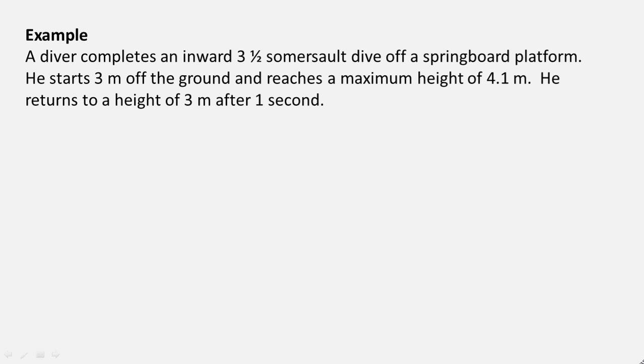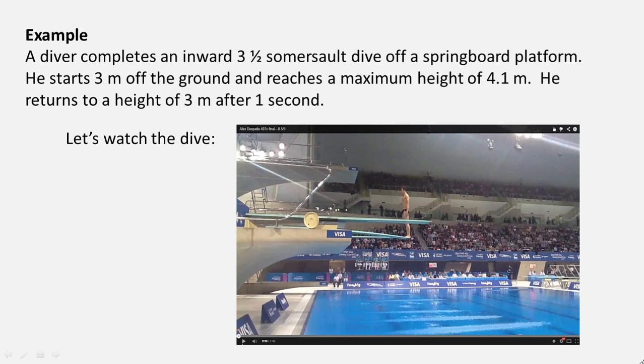Here's an example. A diver completes an inward 3.5 somersault dive off a springboard platform. He starts 3 meters off the ground and reaches a maximum height of 4.1 meters. He returns to a height of 3 meters after 1 second. Let's watch Canadian diver Alexander Despatie perform the dive.